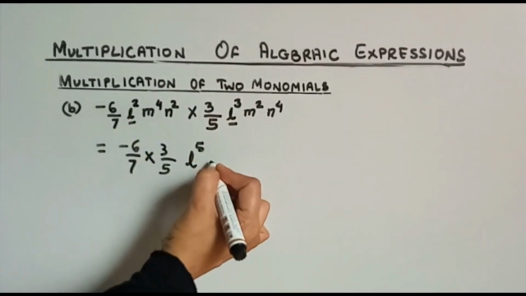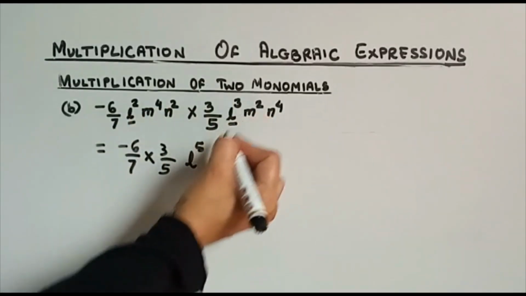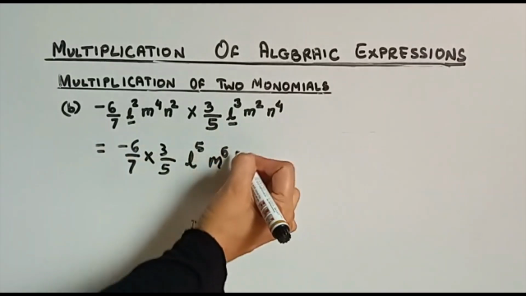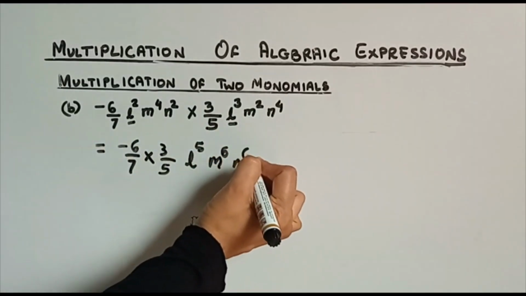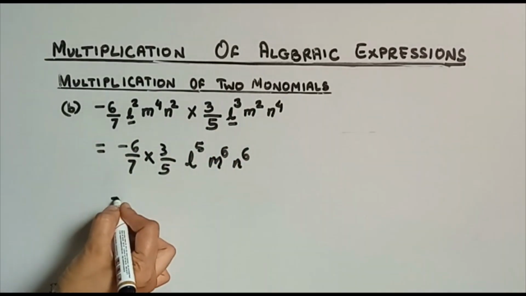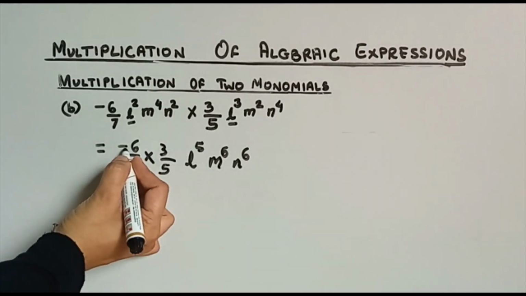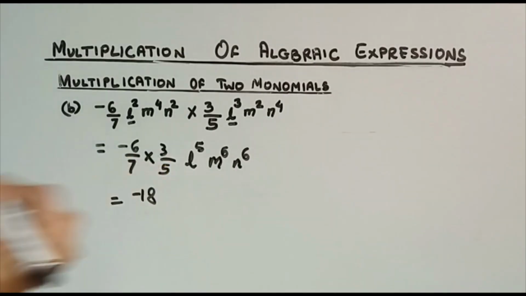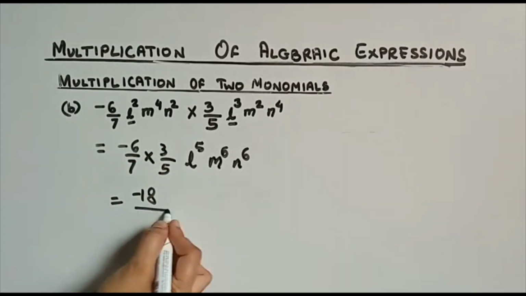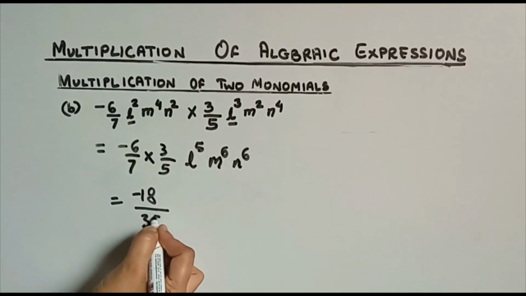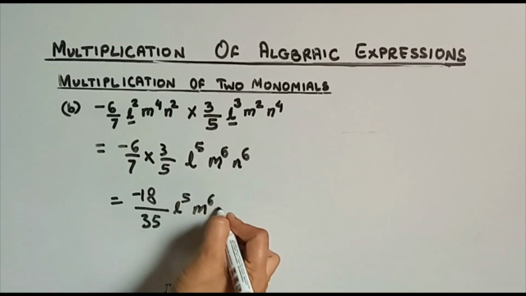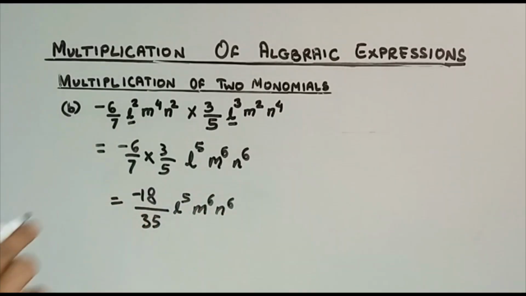Here also m raised to 4 plus 2 is 6. N square, n raised to 4, so this will become n raised to 6. Now this is minus 6 into 3, which is 18, plus minus minus, so minus 18 upon 7 fives are 35. l raised to 5, m raised to 6 and n raised to 6. This is the multiplication of these two terms.